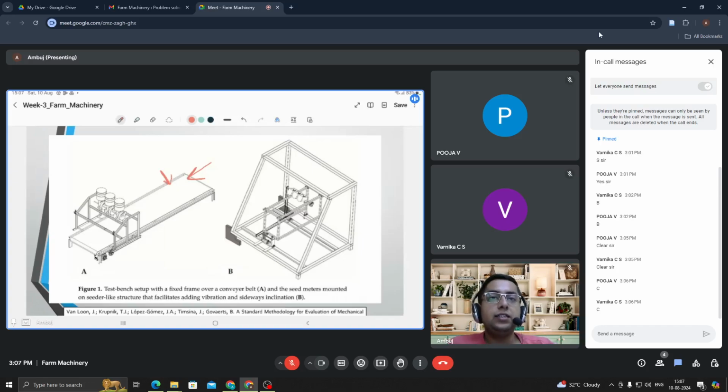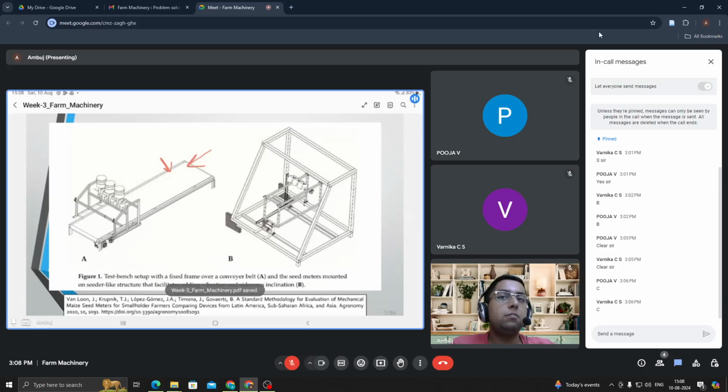The seed meters are mounted on a cradle-like structure that facilitates adding vibration and sideways inclination. This structure is shown in figure B, and it is mounted on top of the test bench, in figure A. What we are doing here is facilitating both the vibration as well as the sideways inclination in order to mimic what will happen in a real case scenario, or in the case of a real planter.